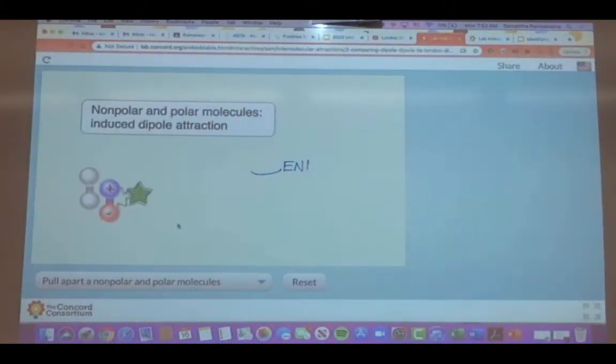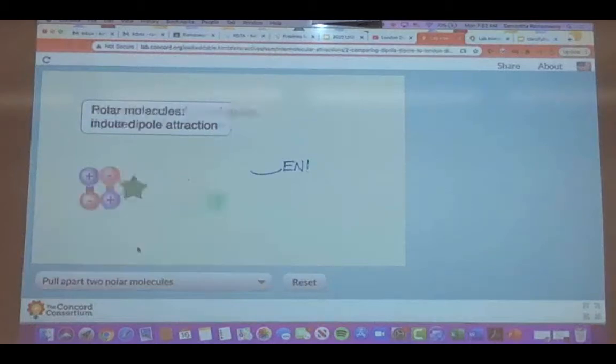If I pull apart a nonpolar and polar molecule, this is our dipole-induced dipole. Notice one molecule doesn't have any charges. This has the positive and the negative because polar has a partial positive, partial negative. So I pull, and it took more force, more energy than dispersion. Now if I pull apart two polar molecules, based on what we just talked about, should this take more or less energy than the ones before? Should take more.